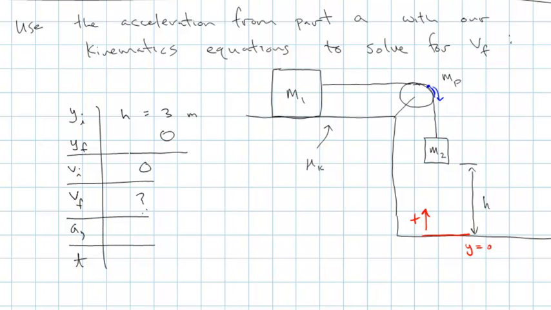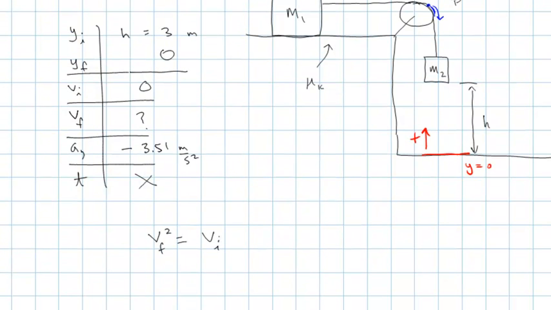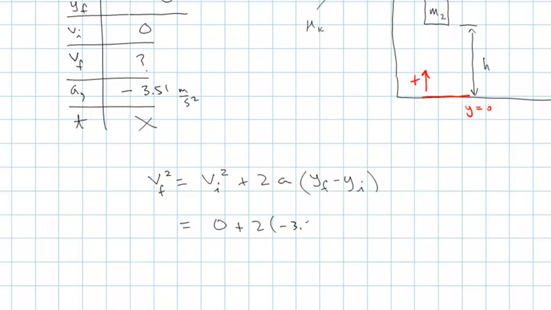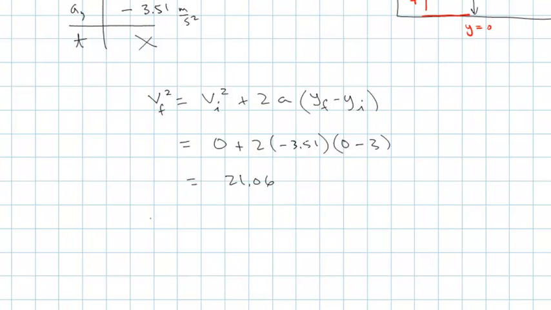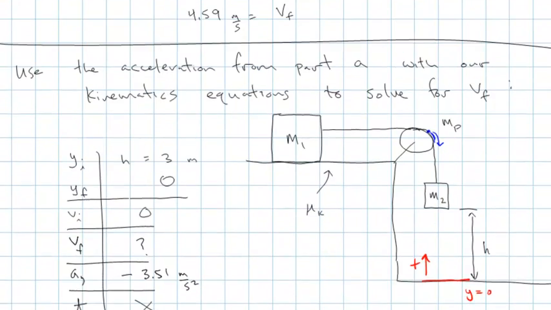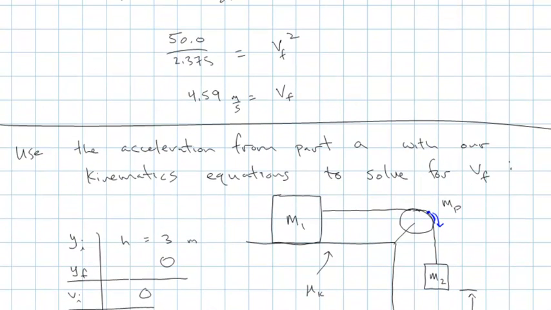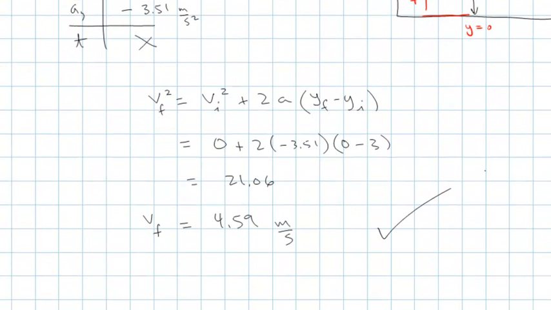The acceleration we found in part A, it's 3.51 in the negative direction, downward direction. And time, we don't care. Let's find a kinematics equation that's missing time. How about this one? Fill in our quantities and solve for v final. .59 meters per second. The same thing we got using our energy equation. Whew! It all checks out.